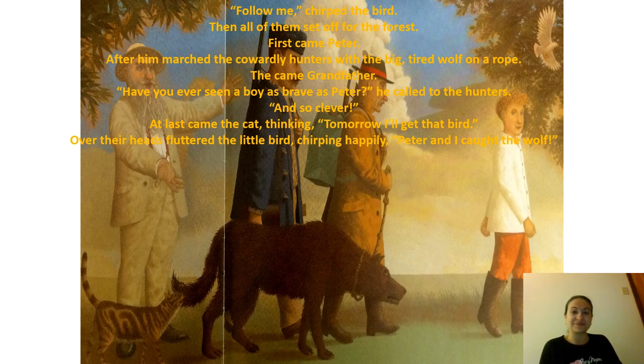After him marched the cowardly hunters with the big, tired wolf on a rope. And the rest of the parade is really number 30. So if you want to color it now, you can. If you want to color the characters in order as they progress, that's up to you. But we are on number 30 now, which is the parade and the procession of leading the wolf out of there.